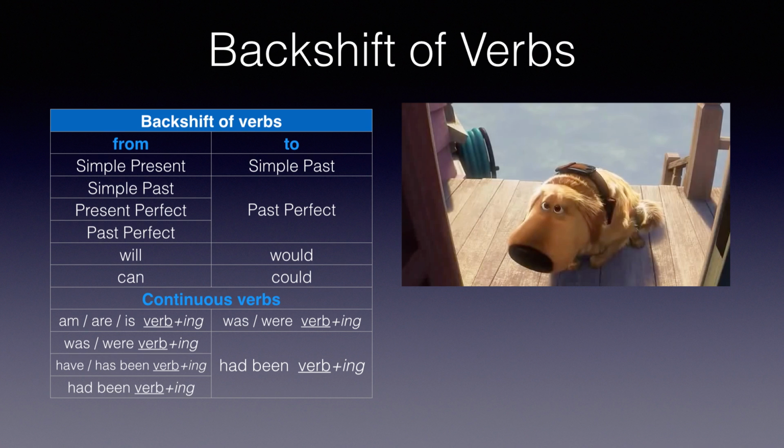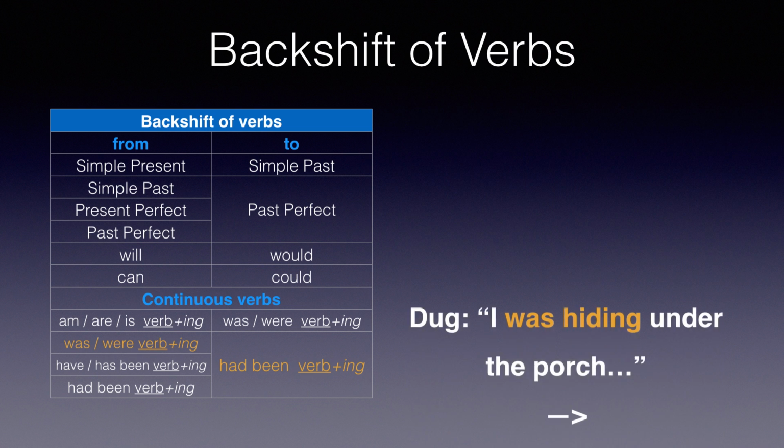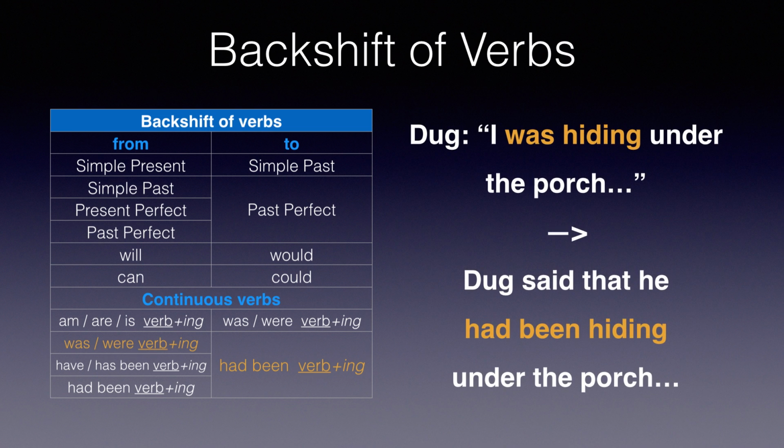There are a number of other possible changes. If you are not familiar with these, pause the video and review them carefully. This is the reason why the verb was hiding changed into had been hiding. Because past continuous verbs change into past perfect verbs when you backshift a verb.